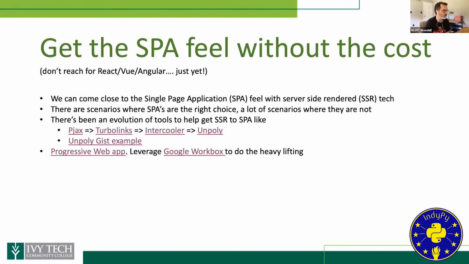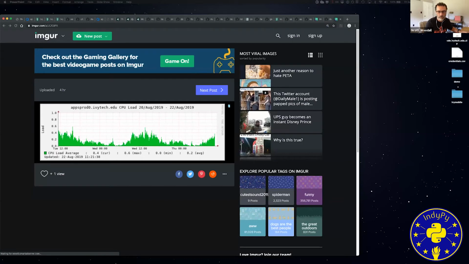Over the years, there have been different tools and libraries that have done that. It's kind of evolved from PJAX to Turbolinks, Intercooler, and the most recent one I've come across is a framework called Unpoly. And what Unpoly does is, I'll give an example here.